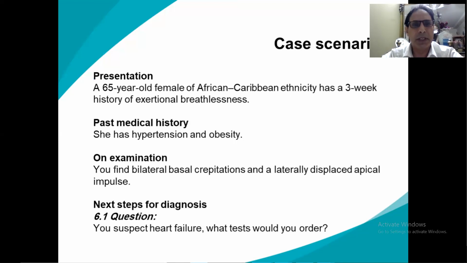Another case scenario: a 65-year-old female, African Caribbean ethnicity, with a 3-week history of exertional dyspnea, and past medical history of hypertension and obesity. Examination shows bilateral basal crepitations and a displaced apex beat. This is a case definitely with risk factors of hypertension and obesity, and with exertional dyspnea, basal crepitations and a displaced apex beat. Keep in mind the case might be heart failure. What test would you order?